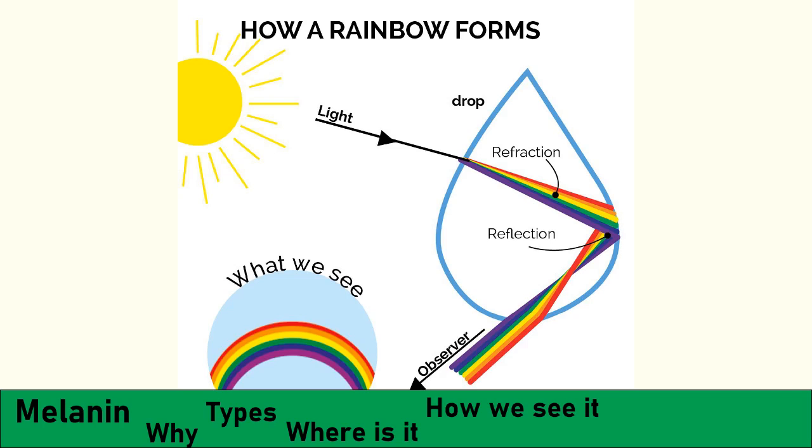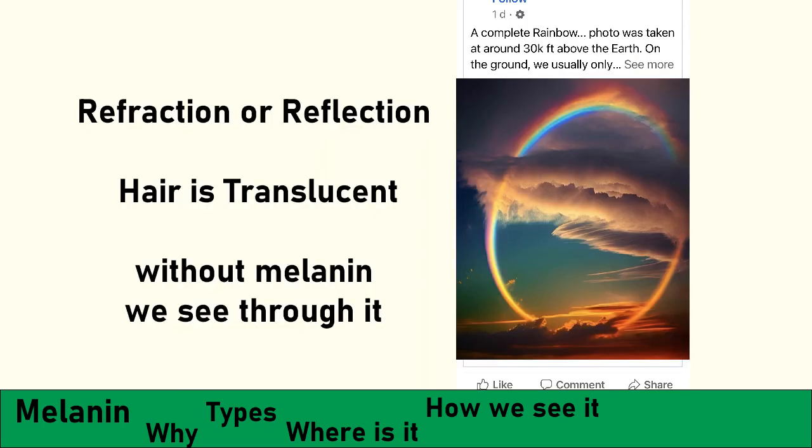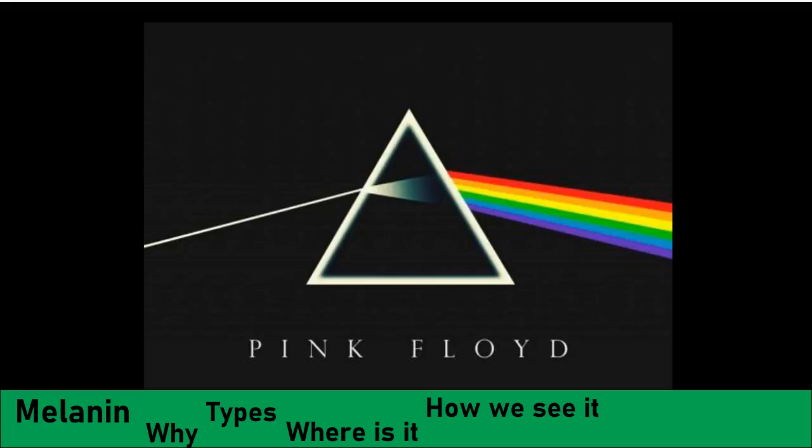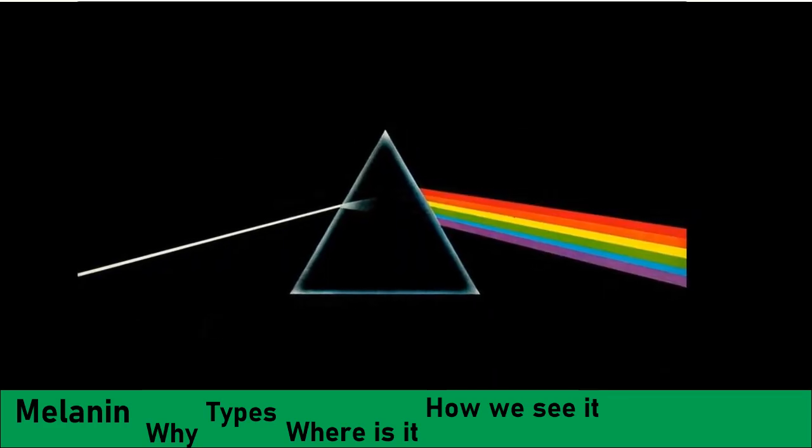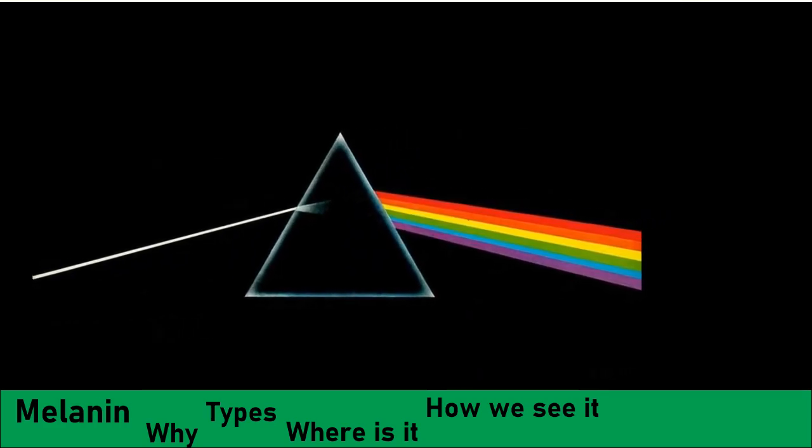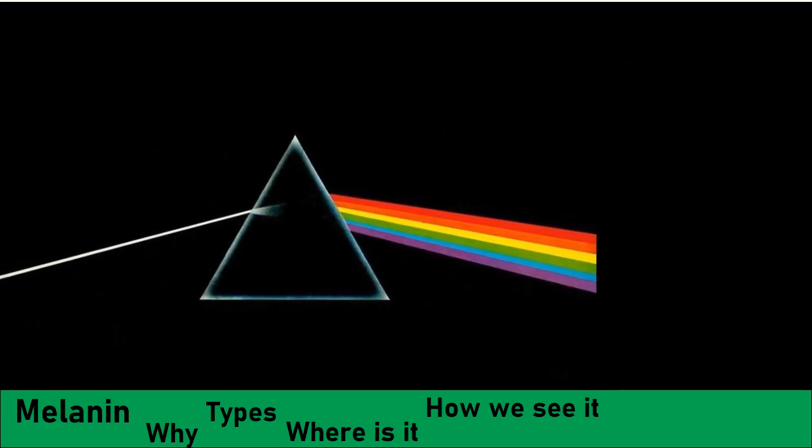And if we look at this picture, we can see the light enters a drop of water. It refracts through the water, and what we observe and see comes out the other end is a rainbow. Remember refraction, and remember the hair is translucent. And I promised you rock and roll, so let's look at this famous album cover. On the left side we see the light entering a pyramid. It travels through the pyramid and exits as a rainbow.